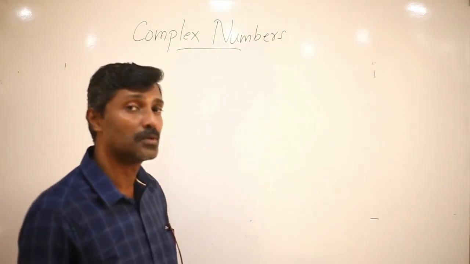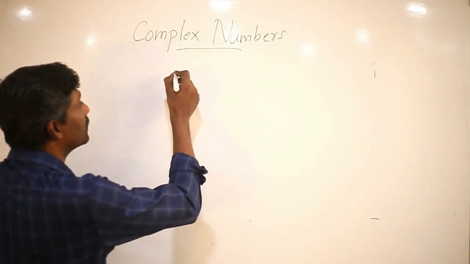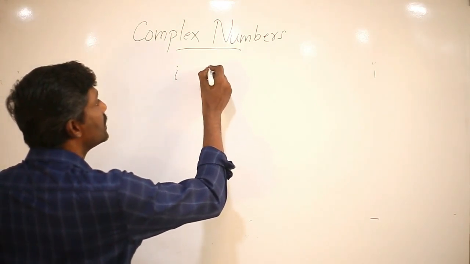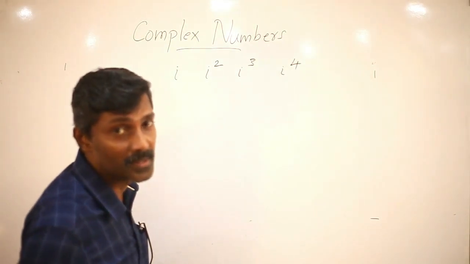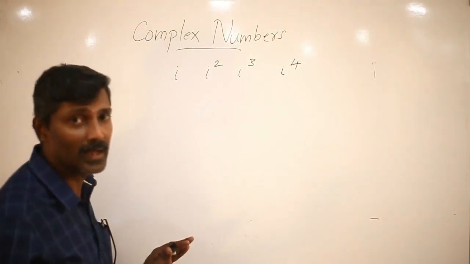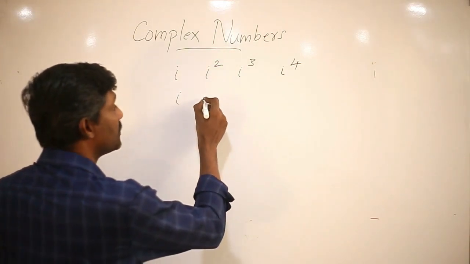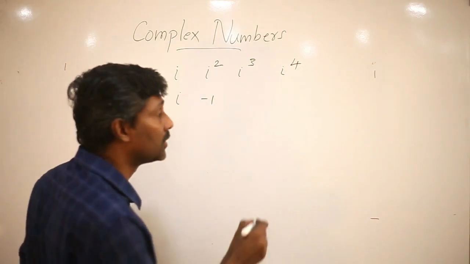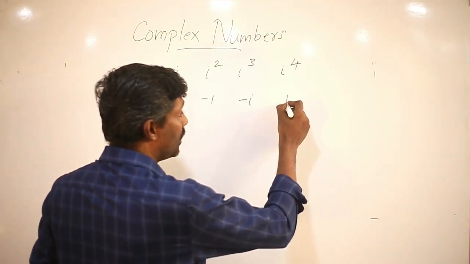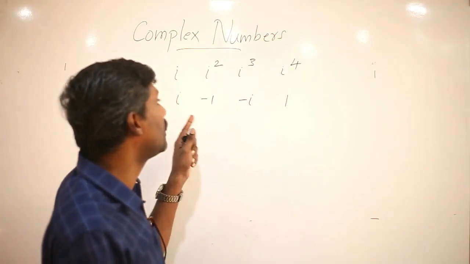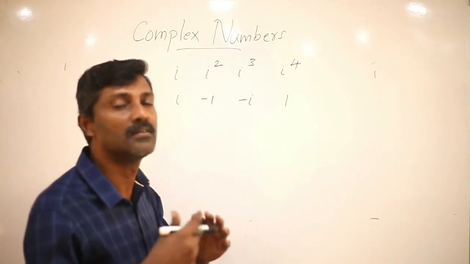Okay. So I just told you the values of i square, i cube, i raised to 4, right? I will write it here. i square, i cube, and i raised to 4. Okay. So what are the values? i, we will write i itself. Okay. Let it be i itself. What is i square? It is minus 1. What is i cube? Minus i. And what is i raised to 4? It is 1.